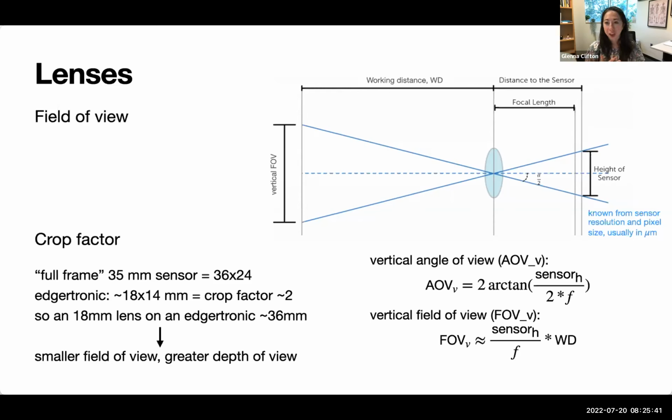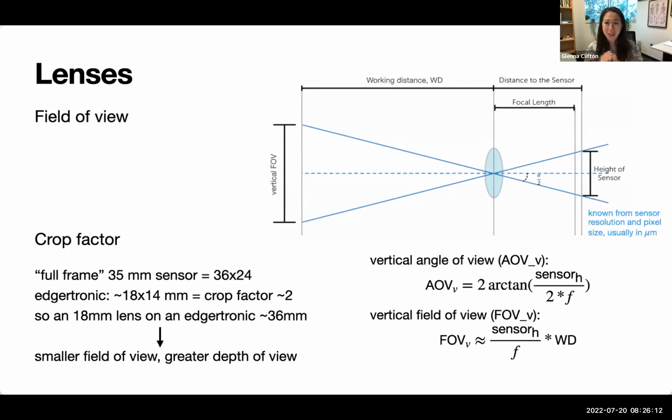And so that induces something that's called a crop factor, which effectively means that, say you had a 24 millimeter lens and a crop factor of 2, that lens would actually act like a 48 millimeter lens. So it would double the effective focal length of that lens, which means you would see a smaller portion of the world view. It would also mean there would be less distortion. So there are kind of interesting things there.